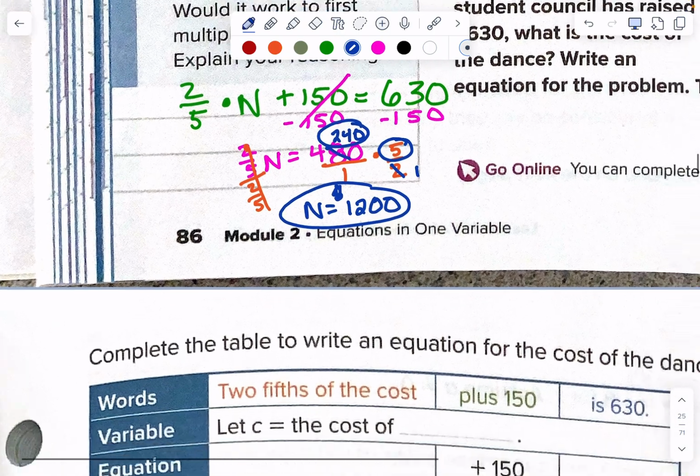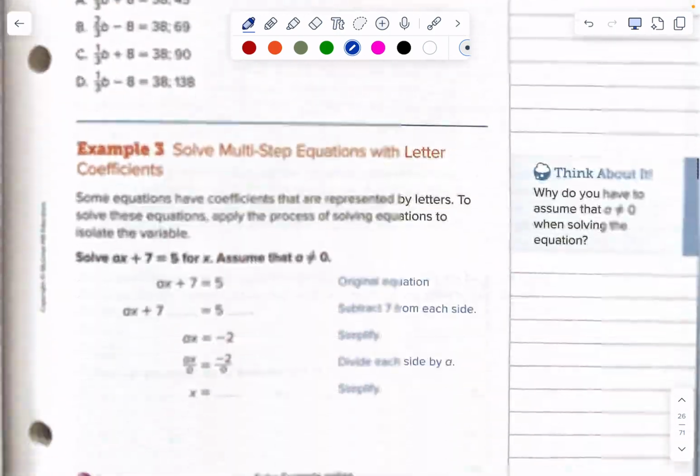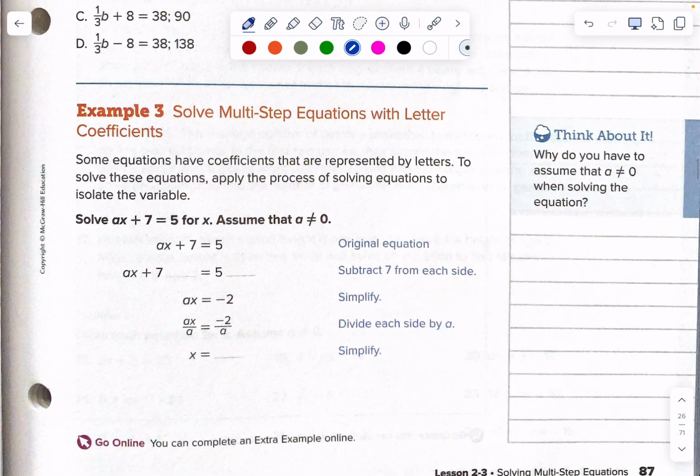$1,200 is how much they need for the dance, right? Okay, and then there's all their work. All right, go to example 3. Example 3, here's what we have.